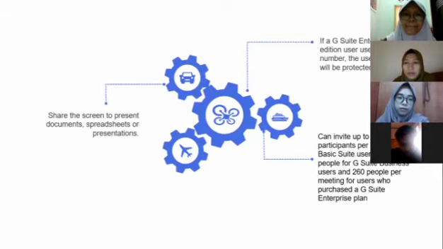Next is sharing the screen to present documents, spreadsheets, or presentations. And then if a G Suite Enterprise Edition user uses a dial-in number, the user password will be protected. The last is you can invite up to 100 participants per call for basic Suite users, 150 people for G Suite business users, and 260 people per meeting for users who purchased a G Suite Enterprise plan.